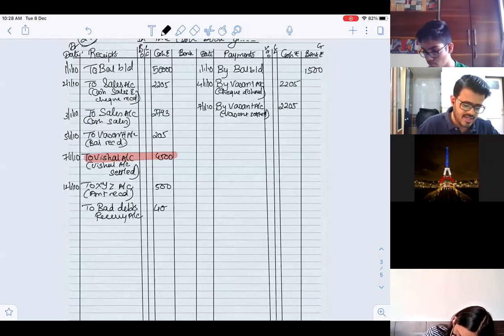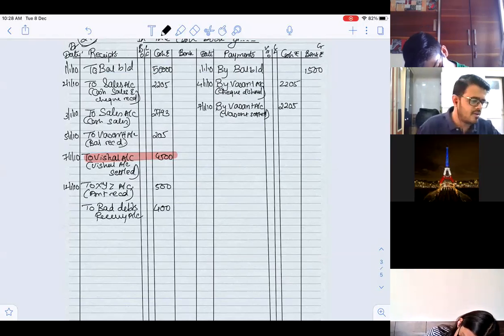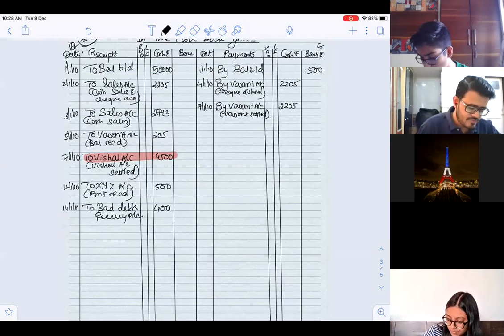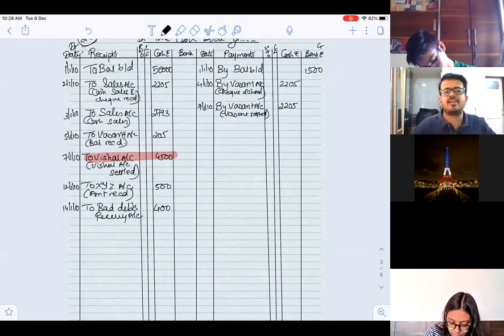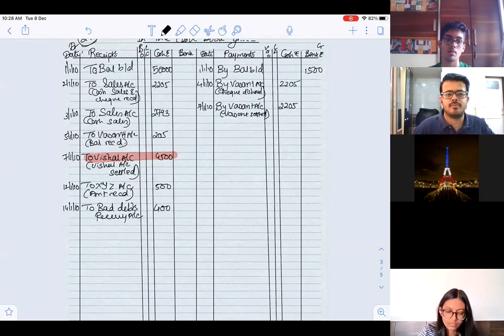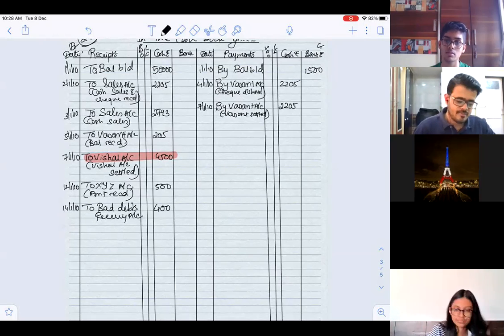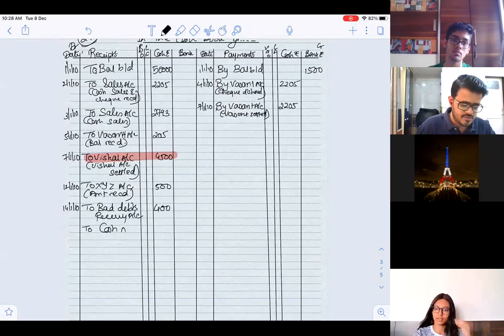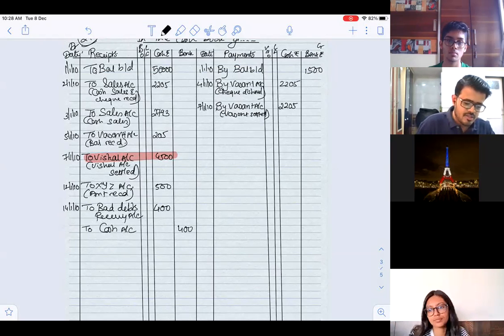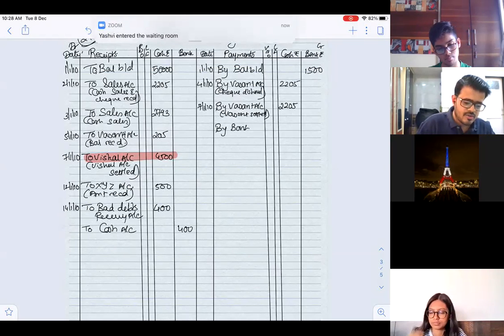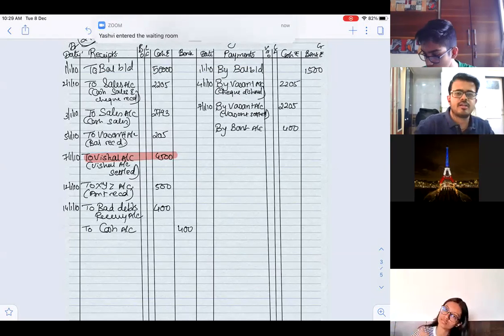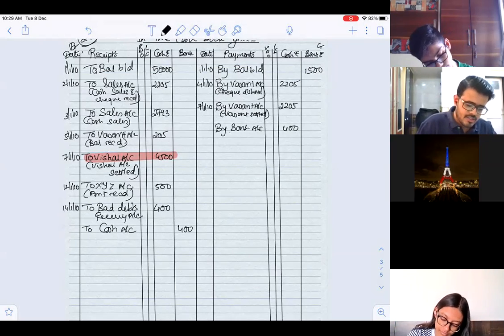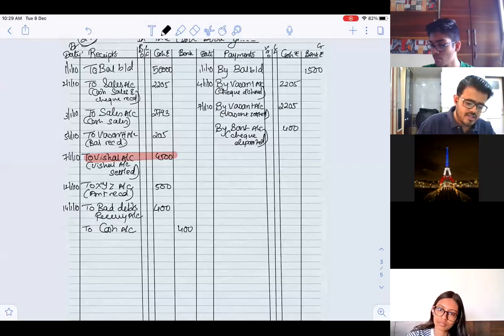How much? 400 in the cash column. Cash to bad debts recovery, 400. This is on 14th. And now you have deposited this check in the bank. What entry do you pass for depositing the check in the bank? Bank to cash, which is a contra entry. So to cash, bank column, by bank, cash column. This is check deposited.